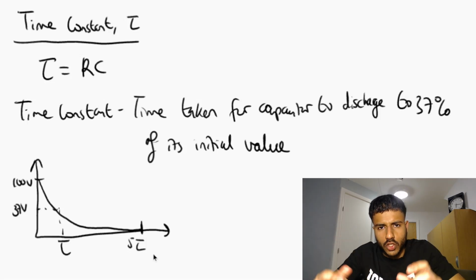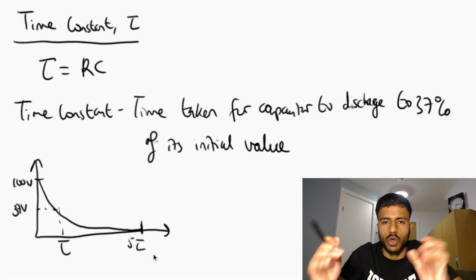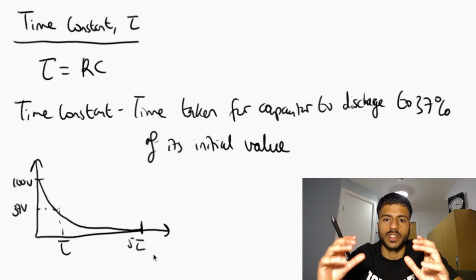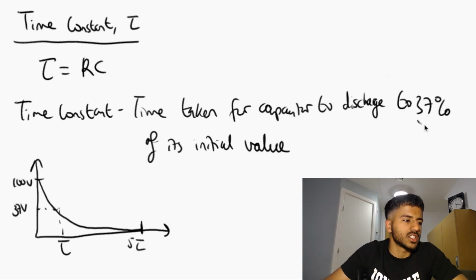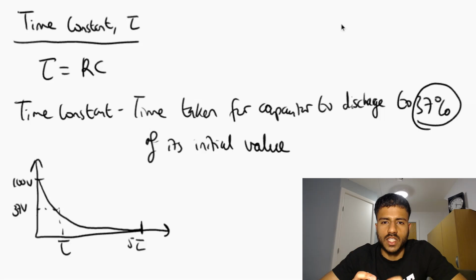Now, if they ask you for your time constant definition in the exam, you can use either the charging or discharging equation, unless the question specifically asks for one of them in particular. Also, you should notice that this 37% is equal to 100 minus 63%, and 63% was the percentage of voltage or charge reading after one time constant for a charging capacitor.